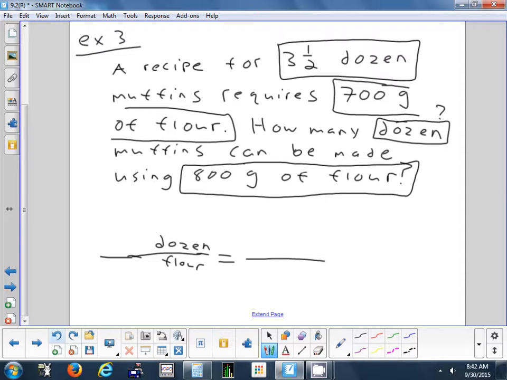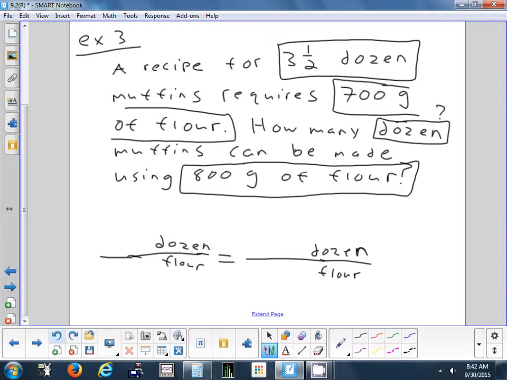So what's going to go in the top on the right? Dozen. Why? Because you have to do exactly what you did on the left, and dozen was in the top. Okay, what's going to go in the bottom on the right? Flour. How come? Because it's in the bottom on the left. Dozen, flour, dozen, flour.